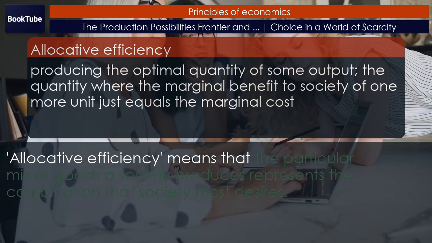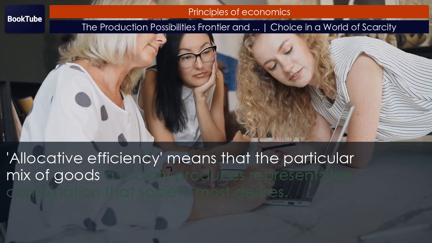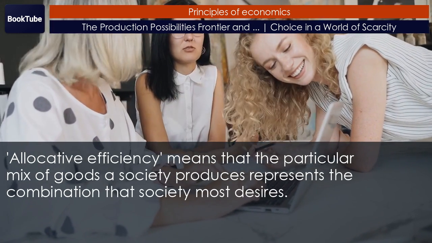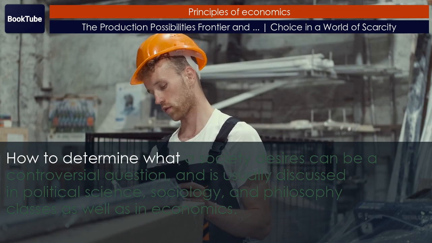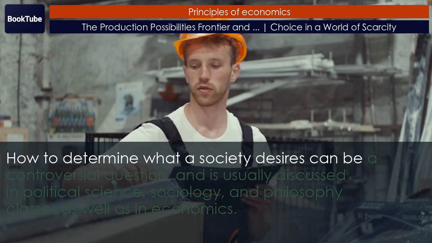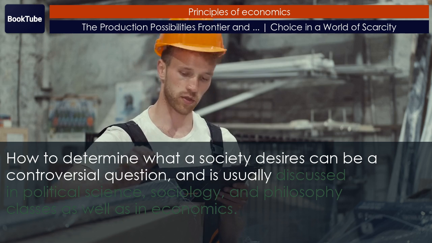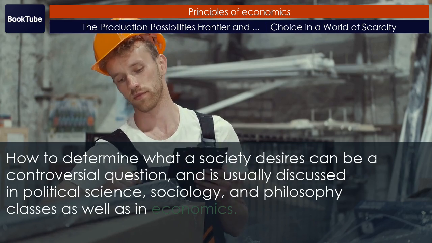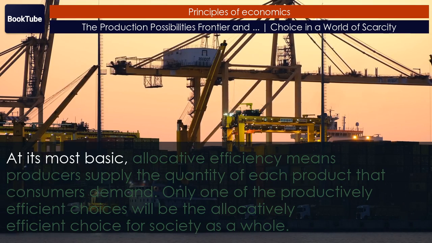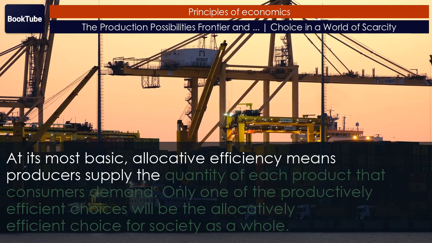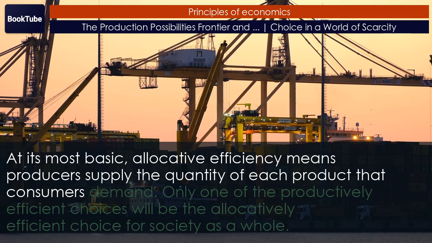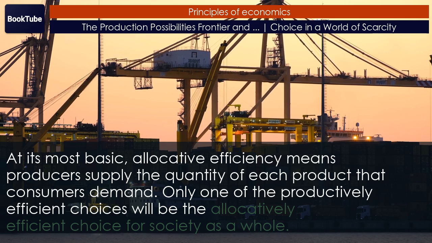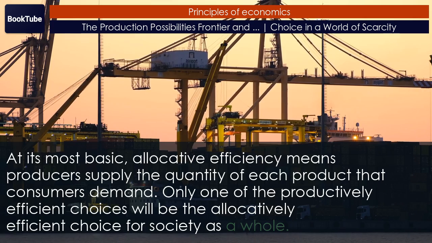Allocative efficiency means that the particular mix of goods a society produces represents the combination that society most desires. How to determine what a society desires can be a controversial question, and is usually discussed in political science, sociology, and philosophy classes as well as in economics. At its most basic, allocative efficiency means producers supply the quantity of each product that consumers demand. Only one of the productively efficient choices will be the allocatively efficient choice for society as a whole.